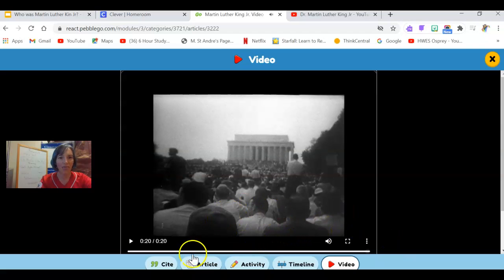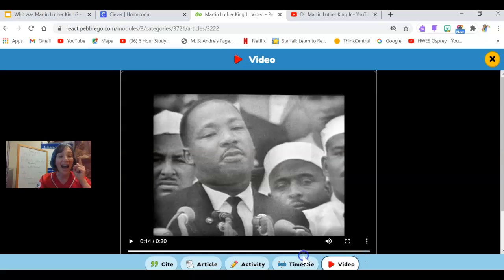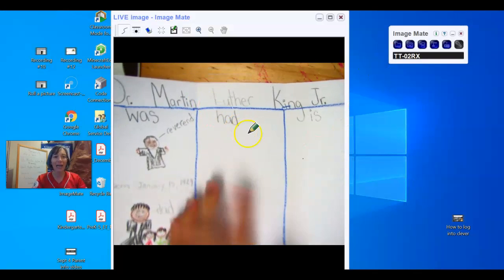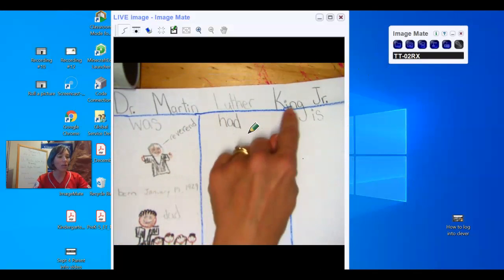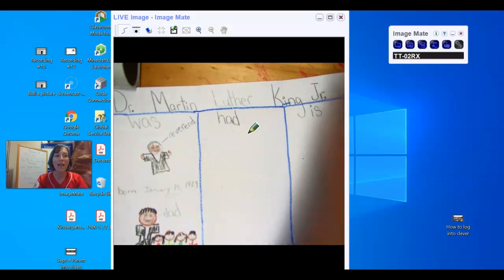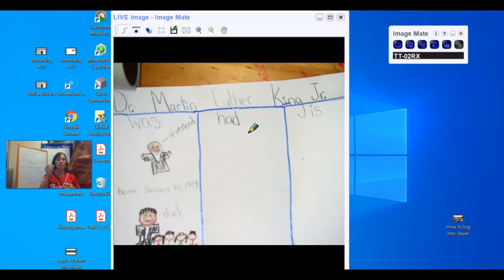Well, I want to learn more about that. That must have been Dr. King. And I know in my research, I know what that speech was. That's going to go in my head. Dr. Martin Luther King Jr. had a dream. I read about that dream in my research.